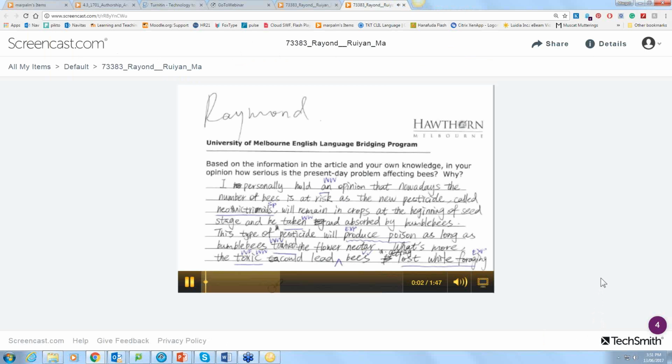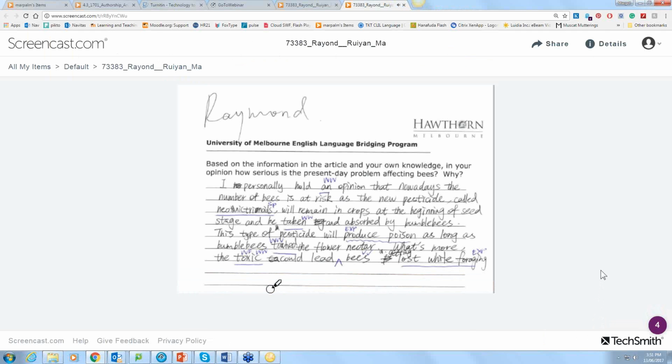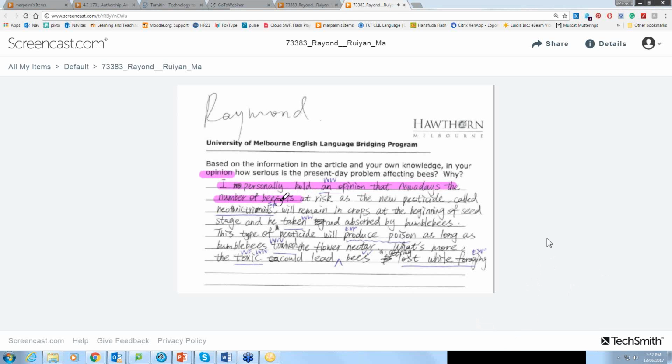Okay, Raymond, this is the feedback for the 2 paragraphs that you wrote on these articles. So the good thing here is that your opinion was clear. You established that, so you understood the task, and the main thing was to give your opinion. Now, you could improve this. Instead of saying, I personally hold an opinion, you can just start with the number of bees is at risk. Because if you haven't referenced it, we know it's the writer's opinion.